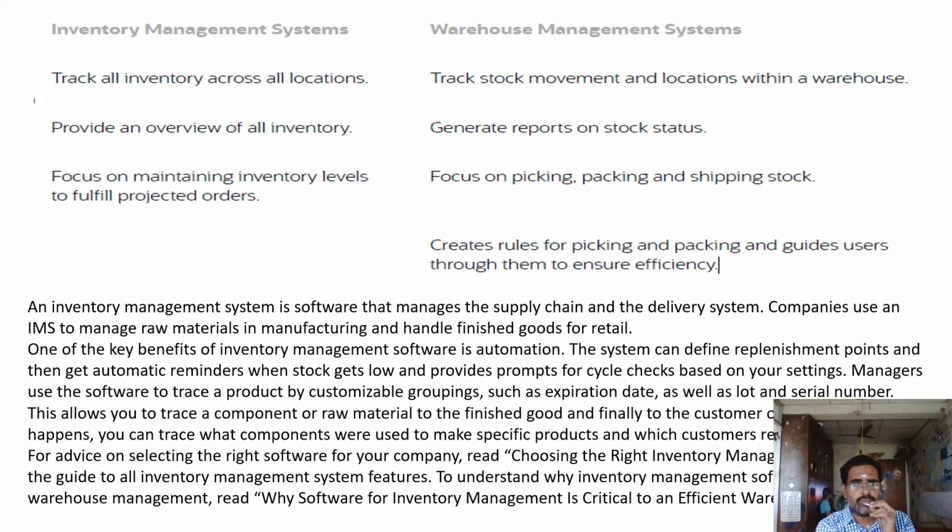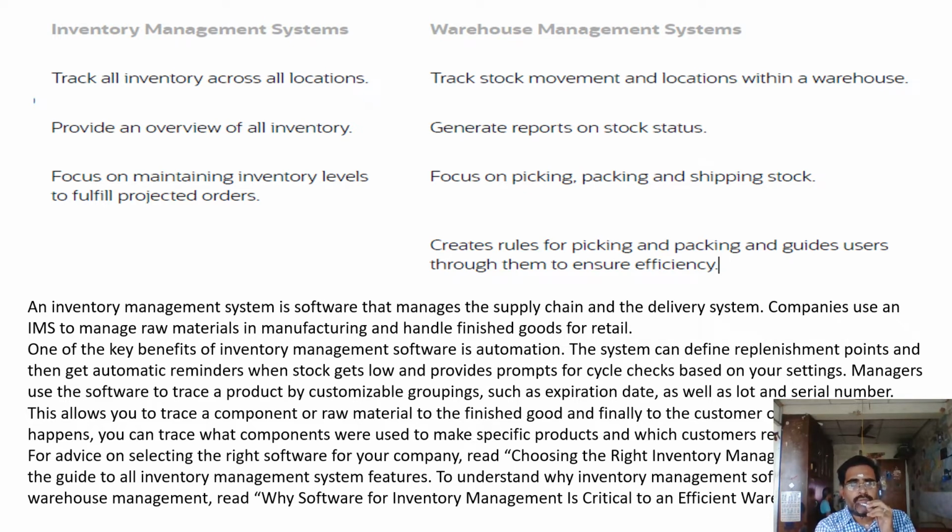Managers use the software to trace a product by customizable groupings such as expiration date as well as lot and serial number. This allows you to trace a component or a raw material to the finished goods and finally to the customer order. If a recall happens, you can trace what components were used to make a specific product and which customers received the systems.